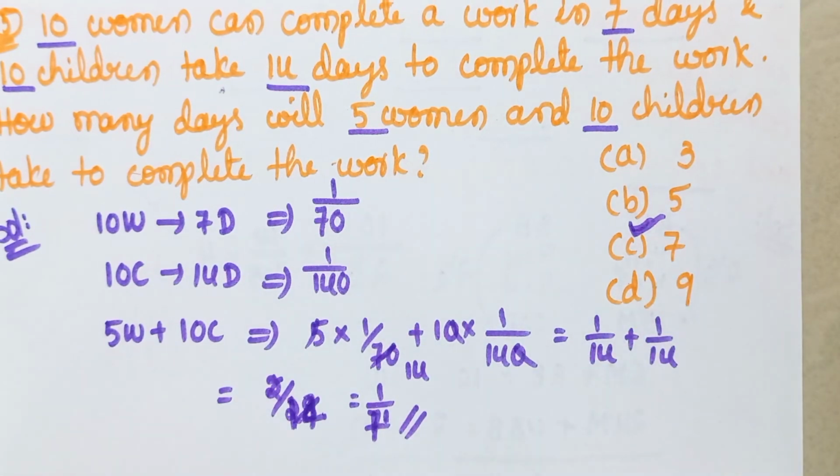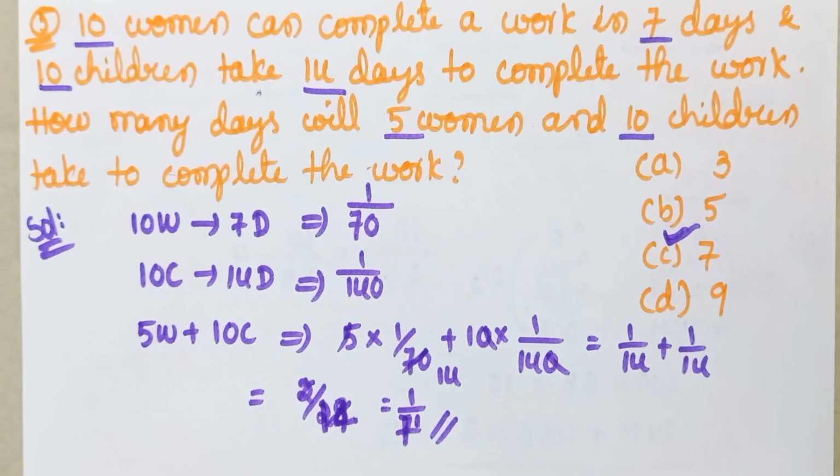In 7 days 5 women and 10 children will complete the remaining work. That is the total work completed in 7 days. This is how we solve this problem. This is a very simple model.